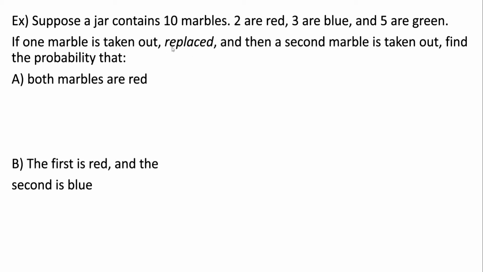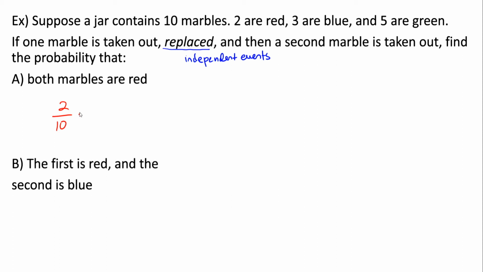Because we're being told that the marbles are being replaced, this is an example of independent events. For part A, we want to find the probability that both marbles are red. The probability that the first one is red will be 2 out of 10. We have 2 red marbles out of 10 marbles total.